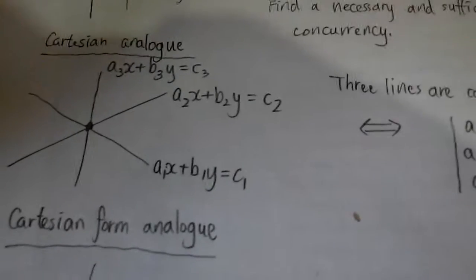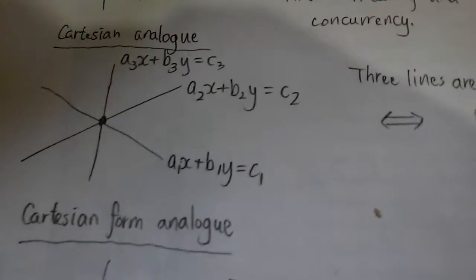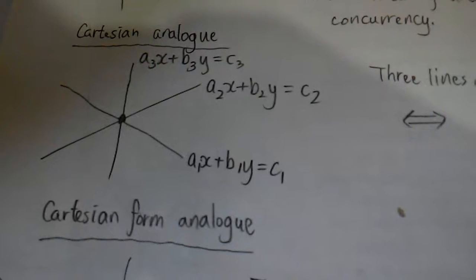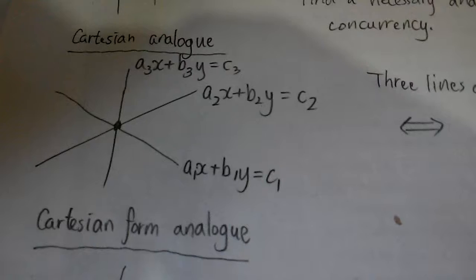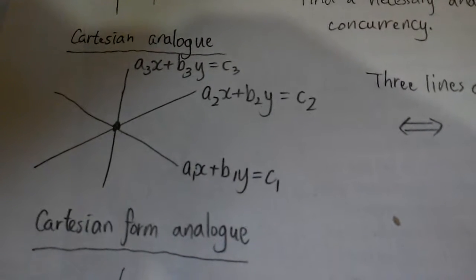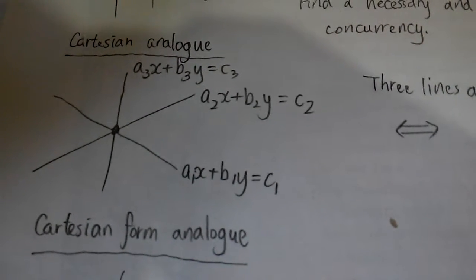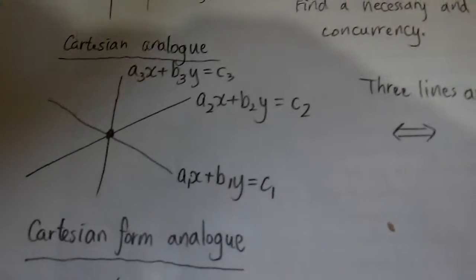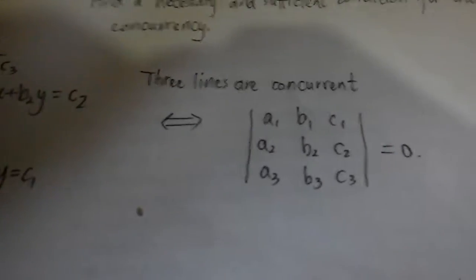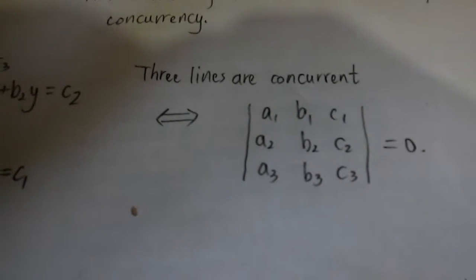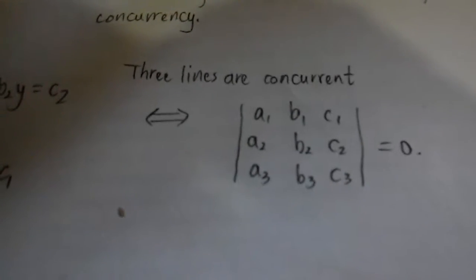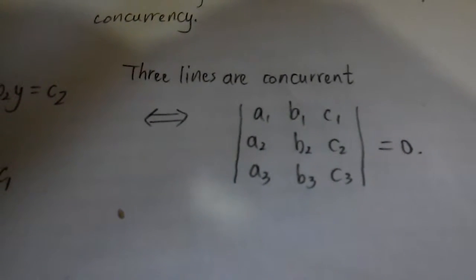In order to answer this question, you can pause it and think about it, but here are some hints. You can consider the Cartesian analog, where I'm given three lines in Cartesian form in the xy plane, say a1 x plus b1 y equals c1 and so on. Then the three lines are concurrent precisely when the determinant with rows a1 b1 c1, a2 b2 c2, a3 b3 c3 equals 0. So it's easy to check the concurrency of three lines if I have them in Cartesian form.